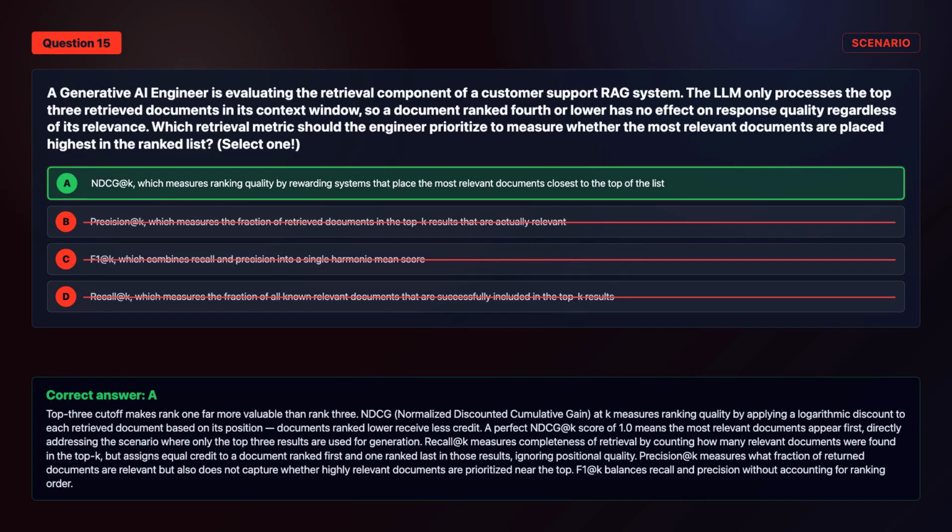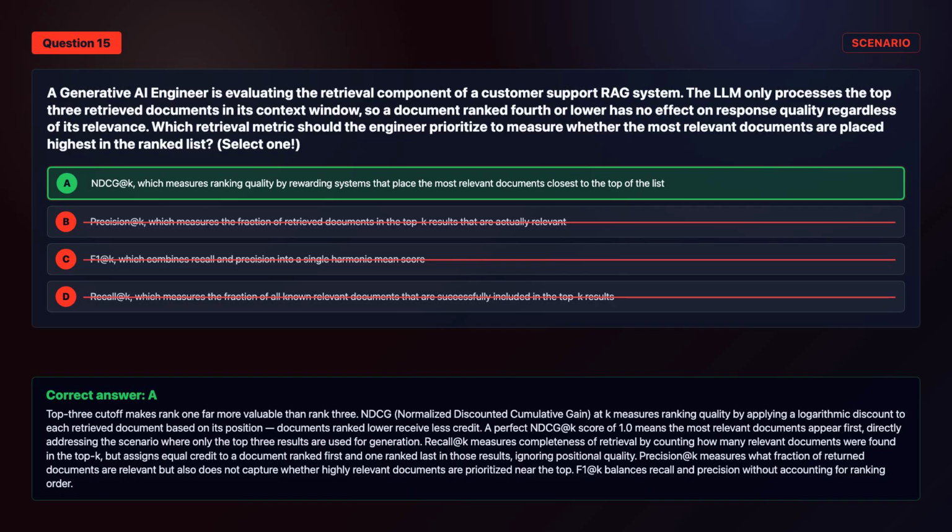The correct answer is option A. Top 3 cutoff makes rank 1 far more valuable than rank 3. NDCG, normalized discounted cumulative gain, at K measures ranking quality by applying a logarithmic discount to each retrieved document based on its position. Documents ranked lower receive less credit. A perfect NDCG at K score of 1.0 means the most relevant documents appear first, directly addressing the scenario where only the top 3 results are used for generation.